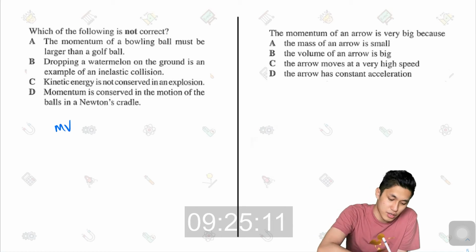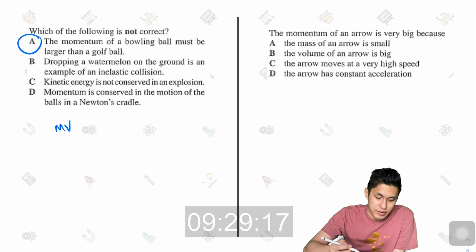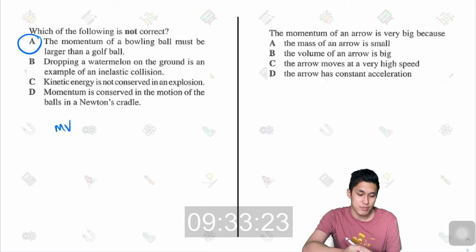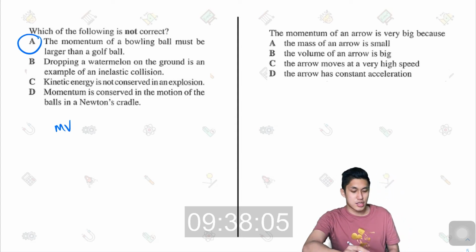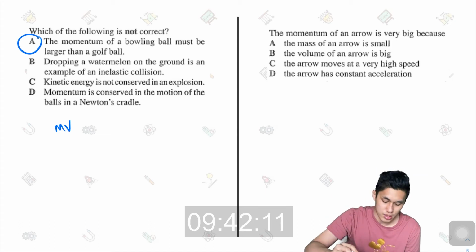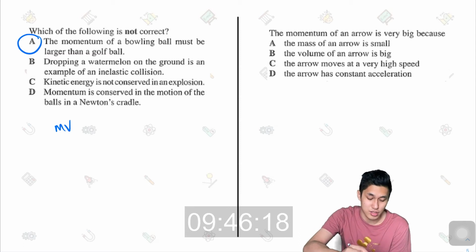Okay, so this is definitely not true, right? Dropping a watermelon on the ground is an example of inelastic collision. The watermelon doesn't bounce back. Yeah. Kinetic energy is not conserved in an explosion. Kinetic energy is conserved in an explosion? Momentum is conserved in the motion of the balls in Newton's cradle.